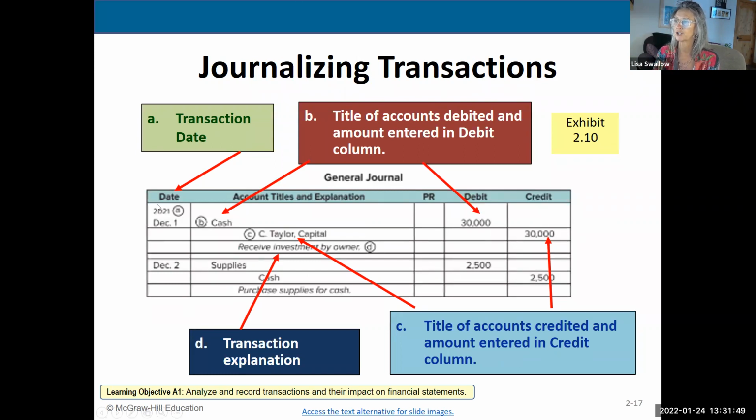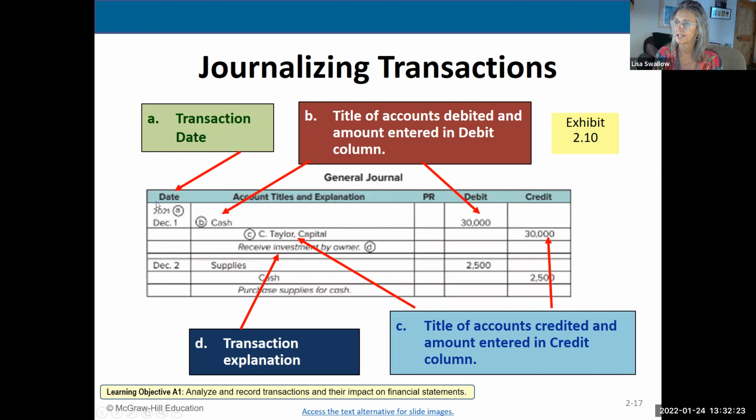Here is what a journal looks like. There are 5 columns. And I would like for you to make one. I'm going to show you this slide, and then I'm going to ask you to make a journal. 5 columns always. The date, the explanation or description column, the PR, which is posting reference. When we post our journal to our ledger, we have to make an indication that we did that so we don't do it twice. And then debits and credits.